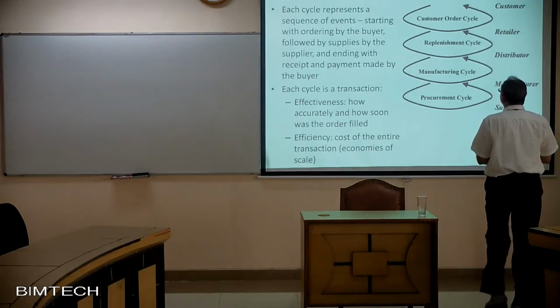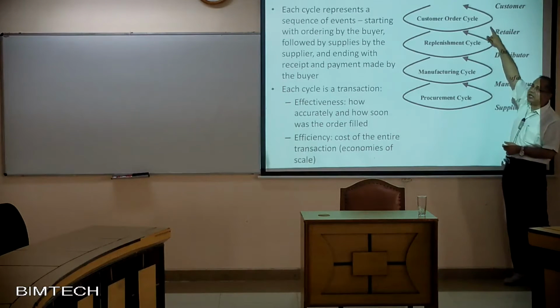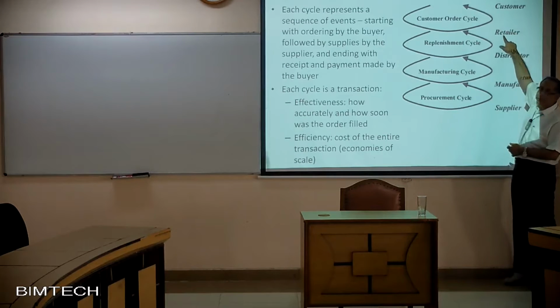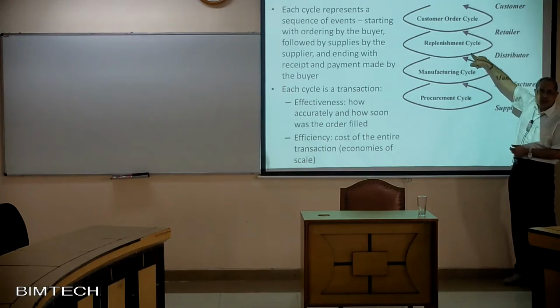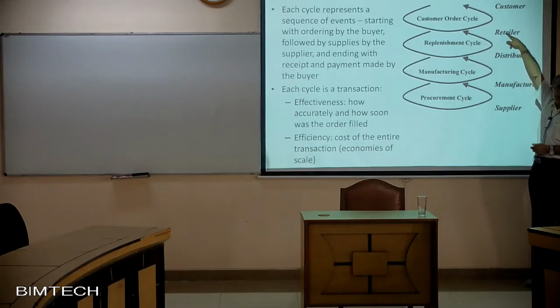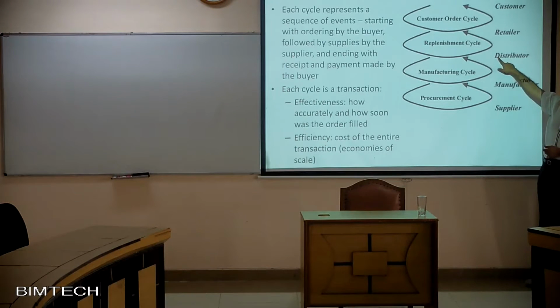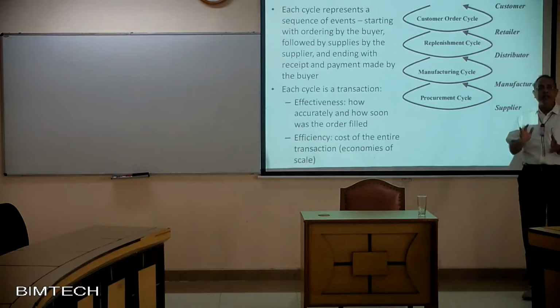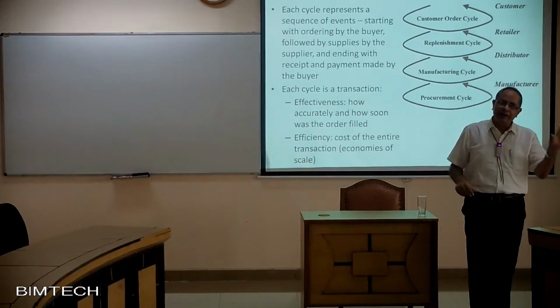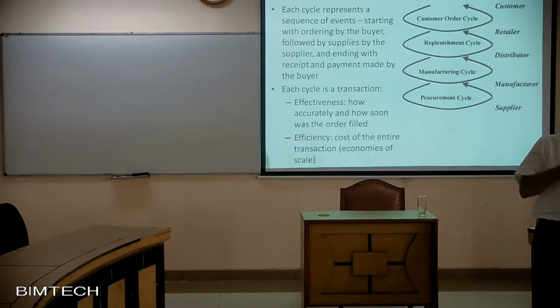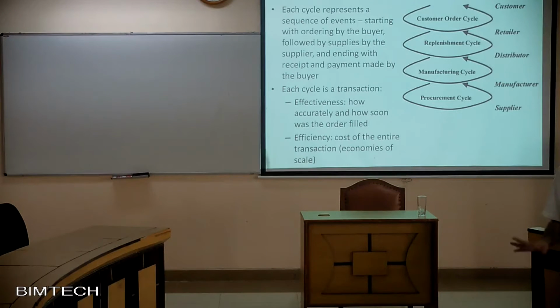Essentially that is what is happening in each of these cycles, because you will realize that in each cycle there is a buyer and a supplier. In the customer order cycle, the buyer is the customer and the supplier is the retailer. In the replenishment cycle, on the other hand, the buyer is the retailer and the supplier is the distributor. Similarly, in this cycle, the buyer is the distributor, supplier is the manufacturer, and so on. So essentially, each cycle has a buyer and a supplier, and the sequence of events is the same: the buyer orders, the supplier receives the order, supplier supplies, the buyer receives the supply, and pays for the receipts.